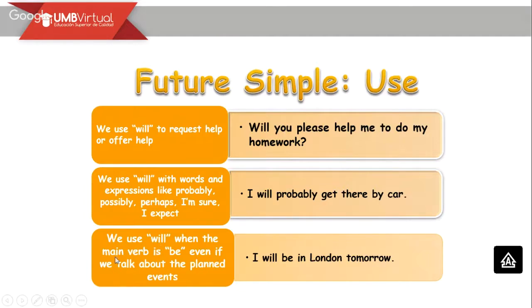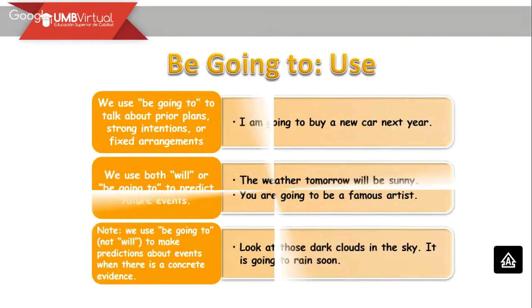And later on, we use will when the main verb is be, even if we talk about planned events. I will be in London tomorrow. According to this example, as you can see right there, we are talking about what? A planned event. Cuando estamos hablando de eventos que están planeados, entonces vamos a decir, I will be in London tomorrow. I will be in the cinema tomorrow night. Yes, because you already planned those events. You know that you're going to go. Or also because there is a promise that you say somewhere. So far, so good. Let me know if you have any question, guys.